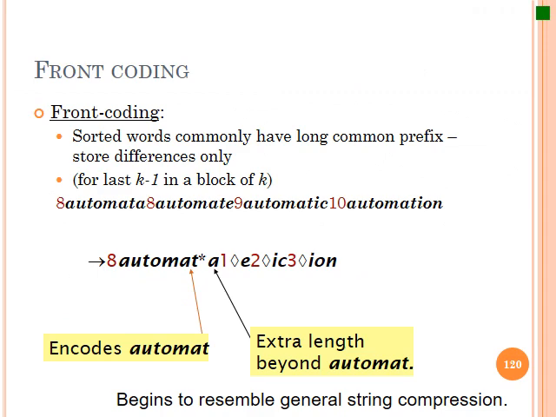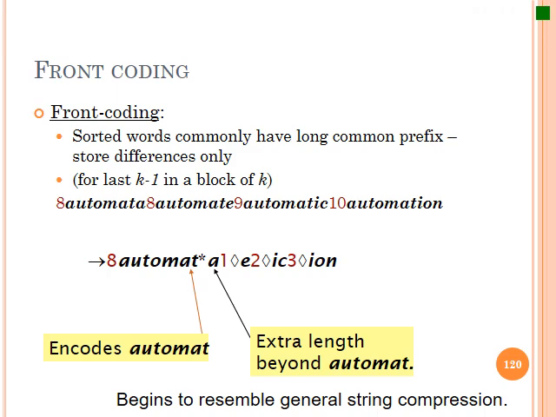Okay, now another thing, a further saving you can do is something called front coding. Front coding is equivalent to what we call prefix compression. What does that mean? That means there are certain words that are similar to each other. They share the same prefix.